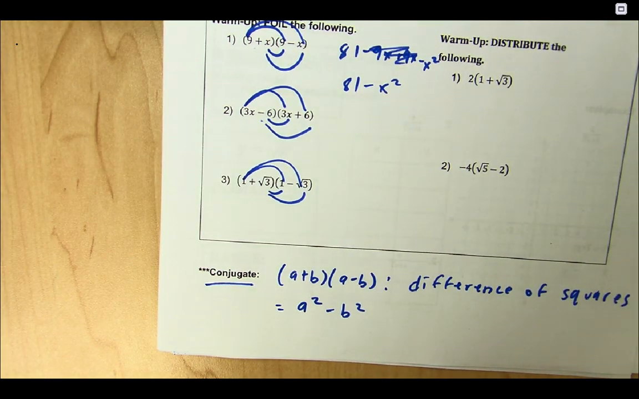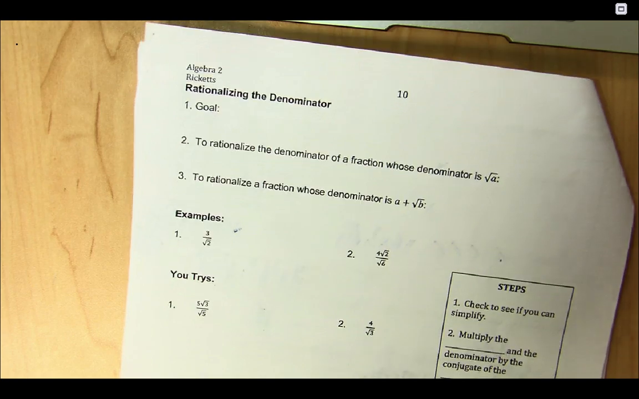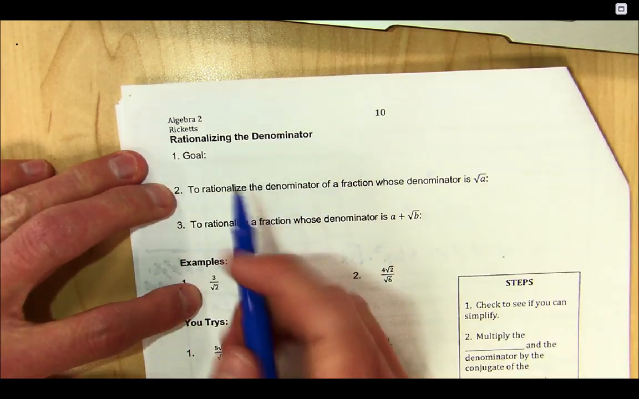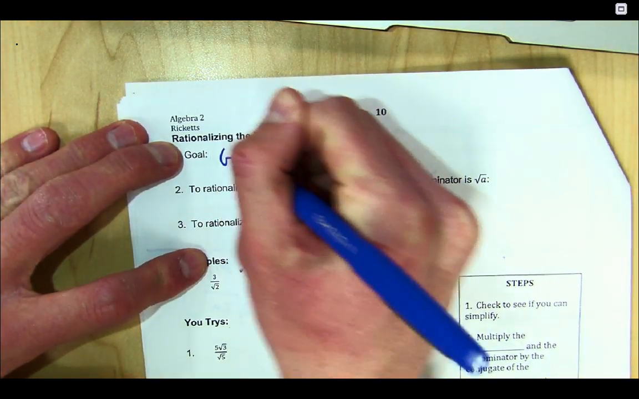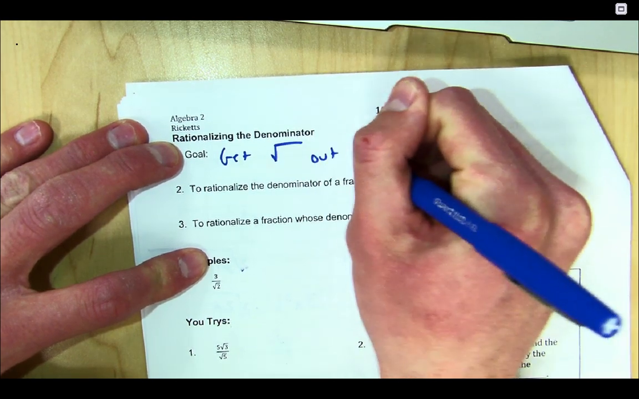And we're going to use that fact to simplify square roots and to what we're going to call rationalize the denominator. We've done some work with rationalizing the denominator before, but I'll show you how the conjugates are also going to take part of that. So remember, for rationalizing the denominator, the goal here is to get the square root out of the denominator.